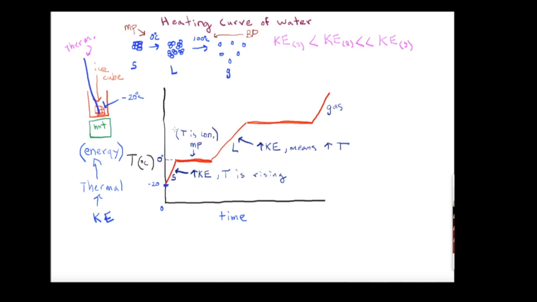T is constant. And then notice we hit this next plateau where the slope again is flat, where the line is flat, where the temperature is not changing. And at this point, we reach 100 degrees centigrade. And as you should know by now, this is the boiling point of water. And in this region, your T is constant. I'll just abbreviate it. All right.